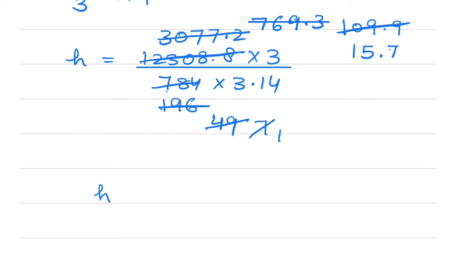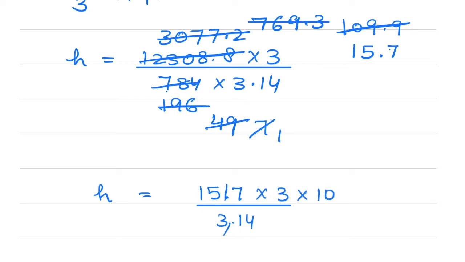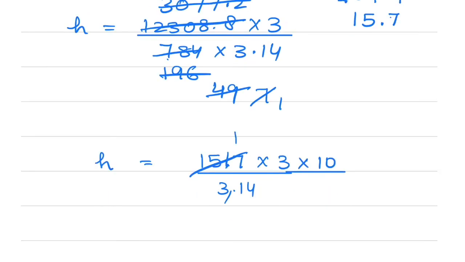Now let's write down whatever is left. So 15.7 multiplied by 3 and divided by 3.14. Now we can remove the decimal points, so we get 10 here. So height is 15 centimeter.